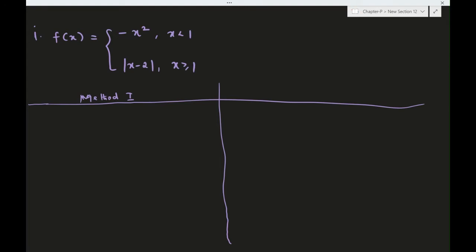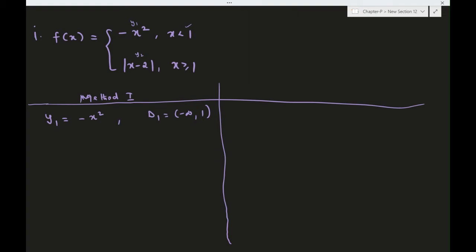If you look at this, this is a piecewise defined function. We have two pieces here, one, two. Let's call the first piece y1, and this one we can call y2. So let's work with y1. y1 is just minus x squared, and it has its own domain, let's call it D1, which is x less than 1, so it is from minus infinity to 1 open.